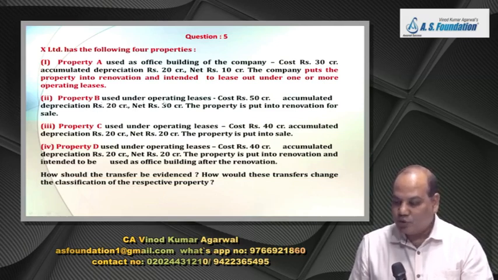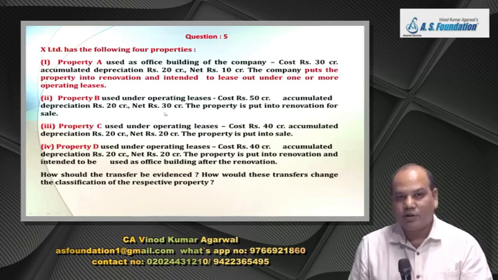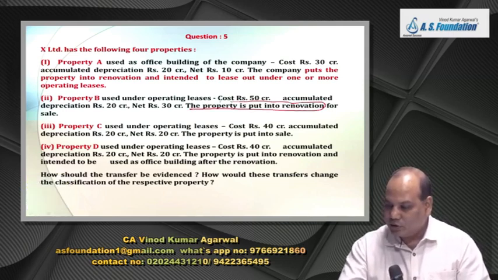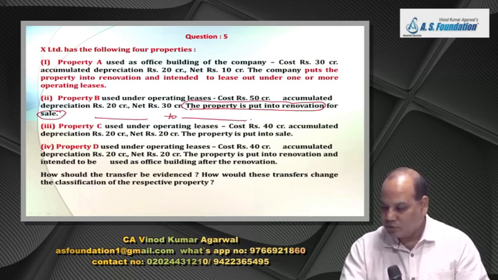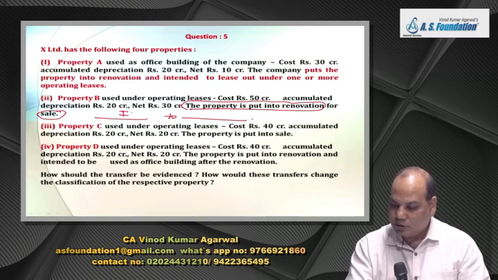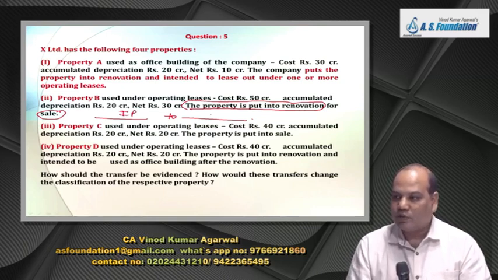Property B, used under operating leases. Cost rupees 50 crore, depreciation 20 crore, net rupees 30 crore. The property is put into renovation for sale. First they will renovate, and after renovation is over, then they will sell. So my question is same, dash to dash. What is the current classification? Investment property. What will be the proposed classification? Held for sale or inventory?